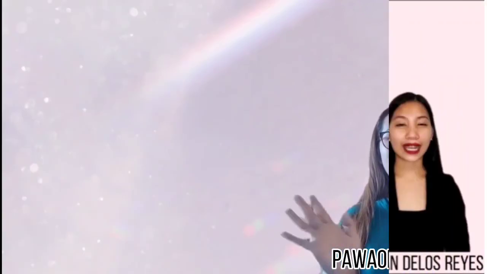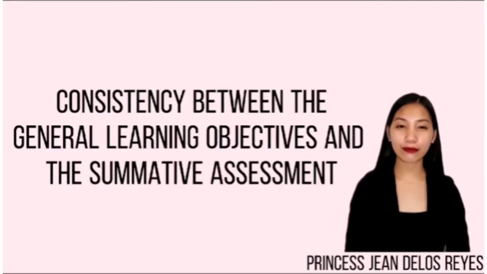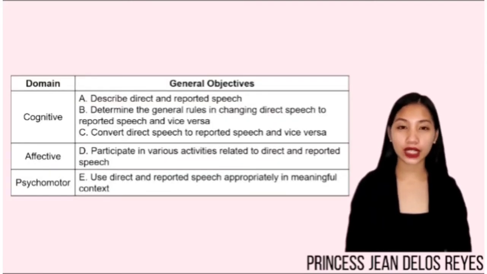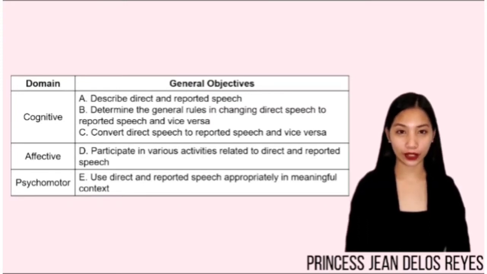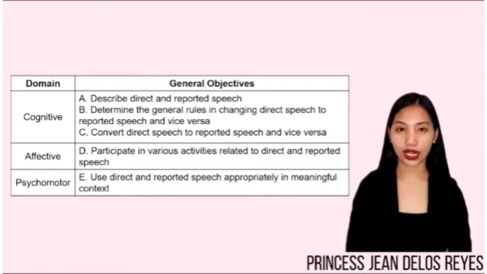Thank you so much. I am Princess Jean Giles Reyes, and I will be discussing the consistency between the general learning objectives and the summative assessment of our lesson plan. The 5 general learning objectives of our lesson plan cover the 3 domains of learning, which are cognitive, affective, and psychomotor.